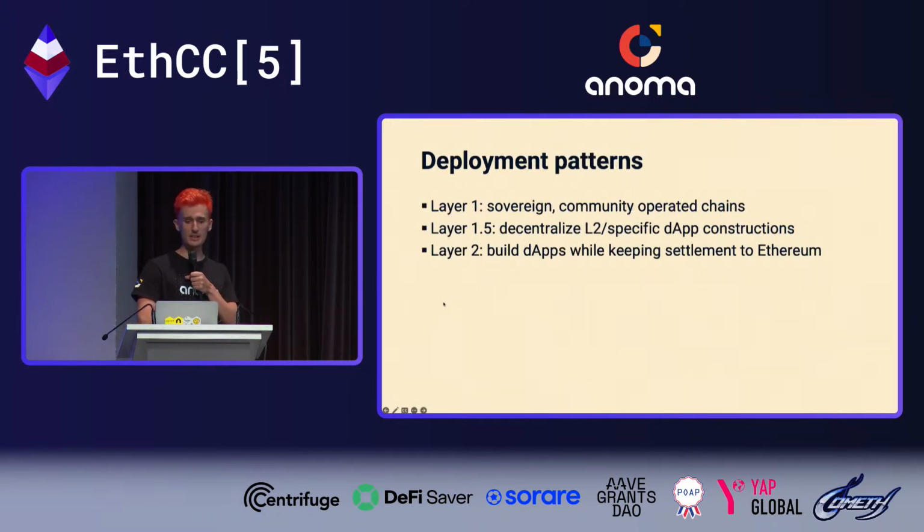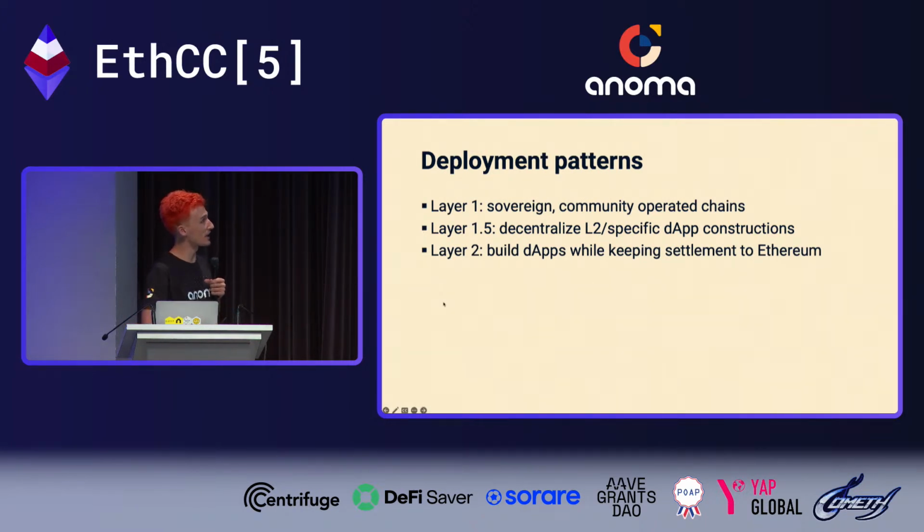Right, this leads me to deployment patterns. So the Anoma architecture can be deployed in several ways. You can deploy this as a sovereign global L1. You can deploy this as the city of Berlin can take this architecture and deploy it to settle all commerce in Berlin. You can deploy this as an L1.5, which is to decentralize L2s, like to run decentralized sequencers and decentralized provers, or even to decentralize specific dApp constructions.